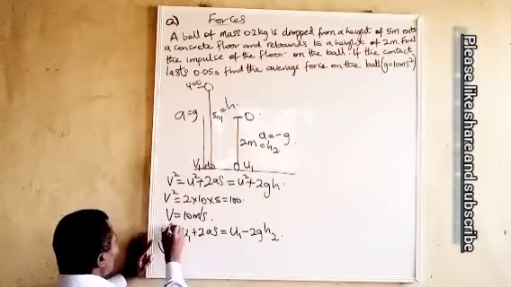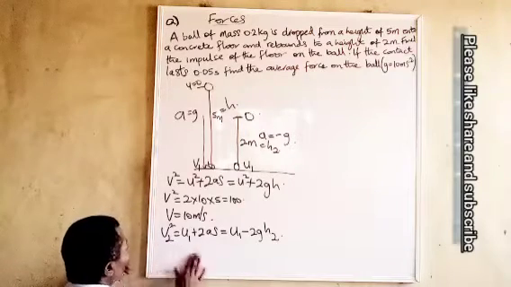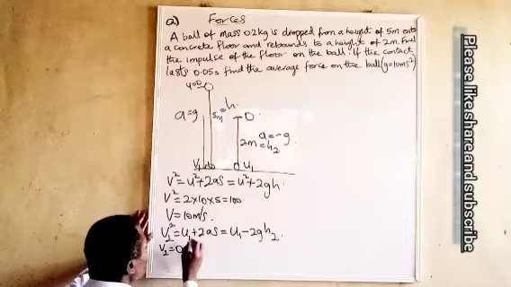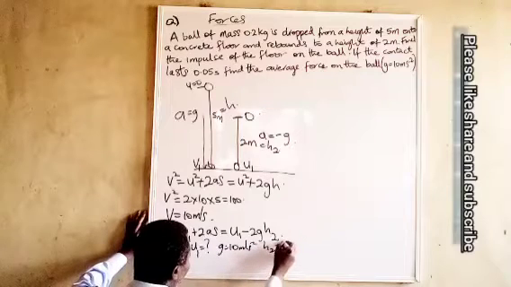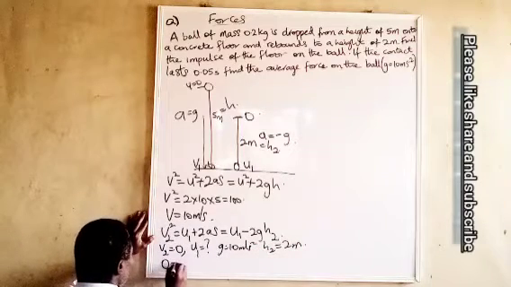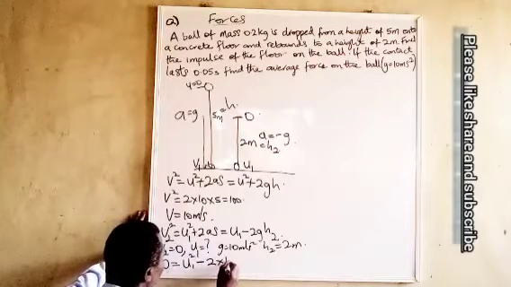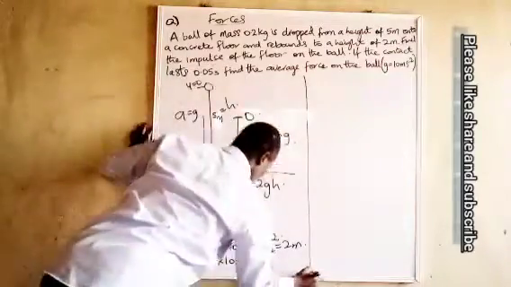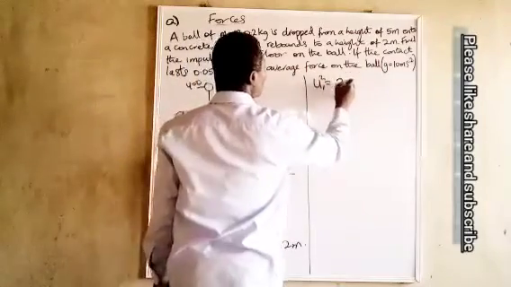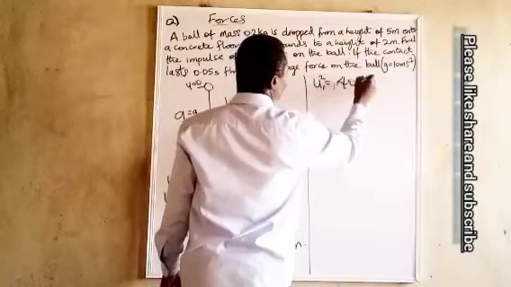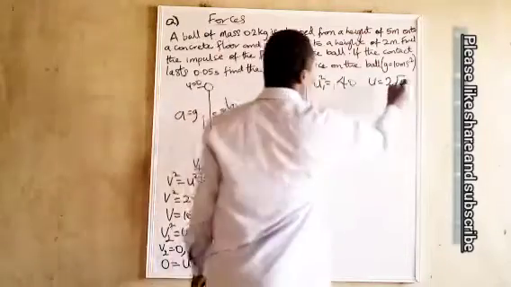So V2 is equal to 0. U1, unknown. G, we know that one. And H2 is equal to 2 meters. Therefore, 0 is equal to U1 squared minus 2 times 10 times 2. So U1 squared is equal to 40. So U1 is equal to 2 root 10 meters per second.